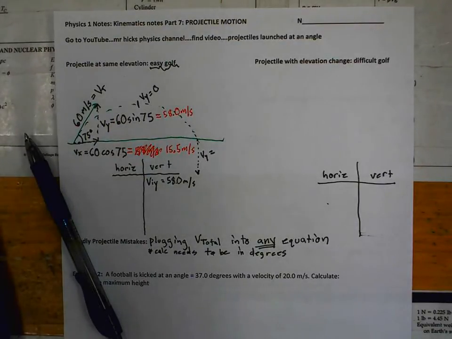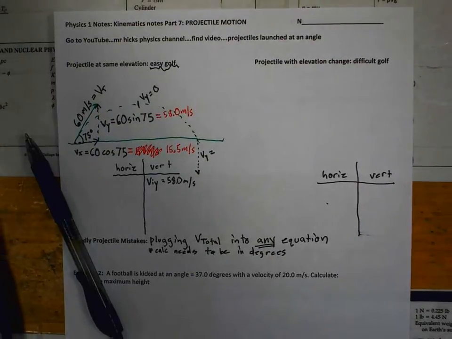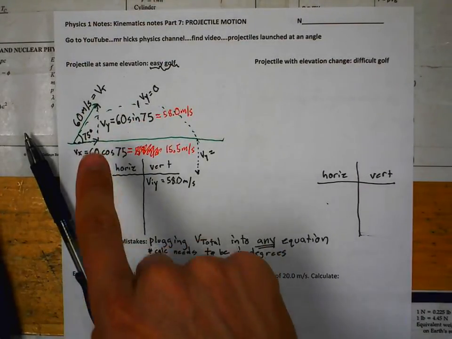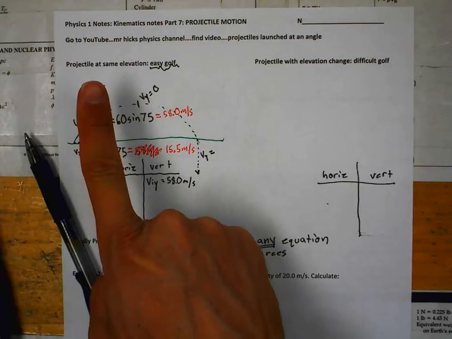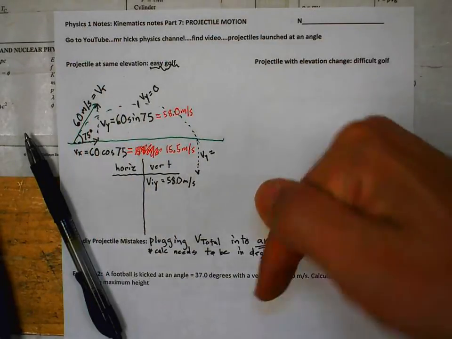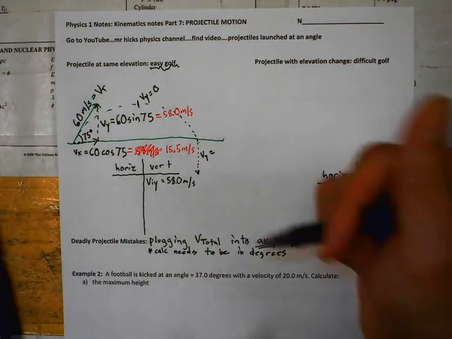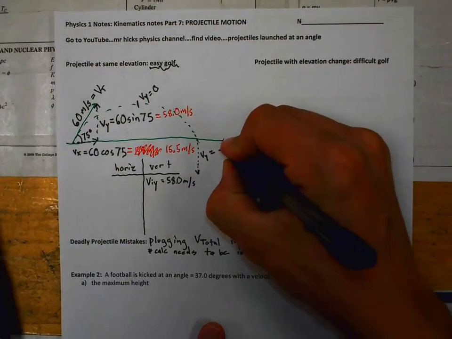Negative 10 meters per second, right? Okay, now the golf ball, it's going up at 58. So what is it going to come down at? Negative 58. So this is negative 58 meters per second.